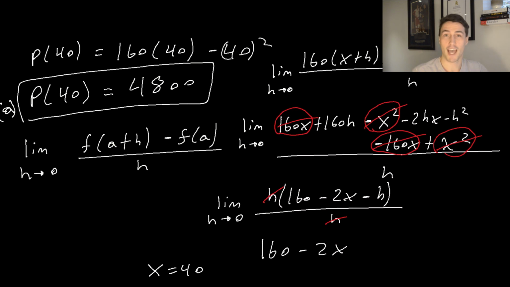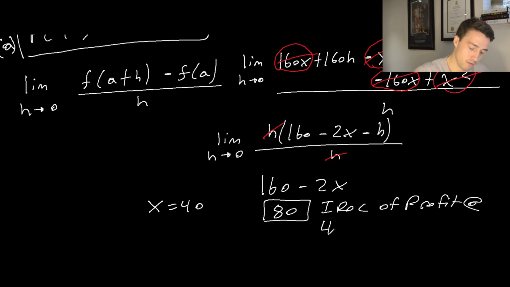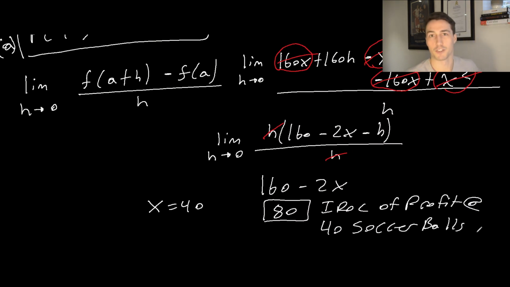Now, if I plug in a value of 40, that will get me the slope, or the rate of change at that point in the profit function. So this is going to be the amount of dollars in profit and how fast it's changing per 40 soccer balls. So 160 minus 2 times 40, so that's 80. So we're going to get a value of 80. So that would be the IROC of profit at 40 soccer balls. And that is problem 2.